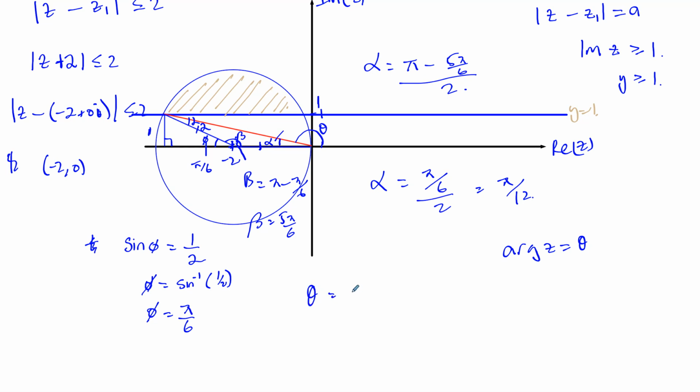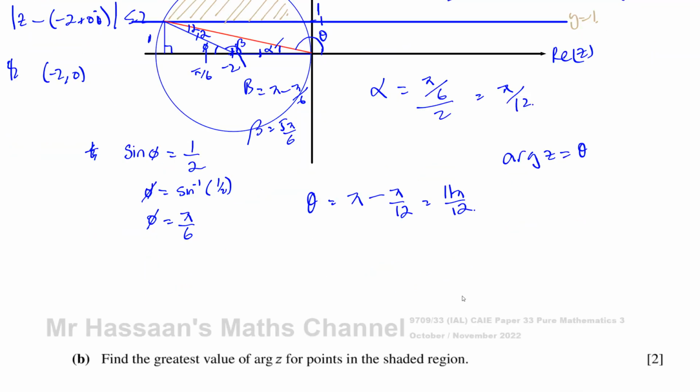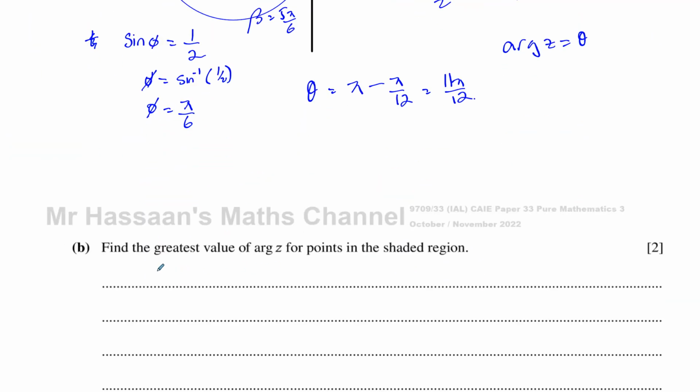So our angle theta is going to be pi minus, because the whole thing is 180 degrees, which is pi. Theta is pi minus pi over 12, which is 11 pi over 12. So we can say that the greatest value for the argument of z is equal to 11 pi over 12, and the steps are shown on the diagram.